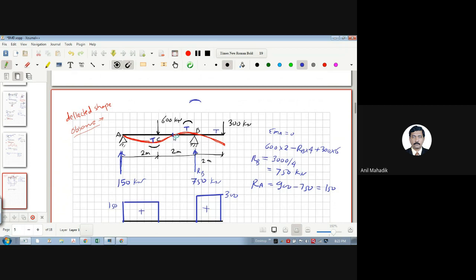How do you understand whether it is a point of contraflexure? Anybody please from you? Shear force will be 0 at that point. Yeah, mathematically we can say shear force is 0, and physically how do you understand whether it is a point of contraflexure? Bending moment is 0 at that point. It changes sign from positive to negative. Bending moment is 0, okay, but how do you understand physically, through observation?